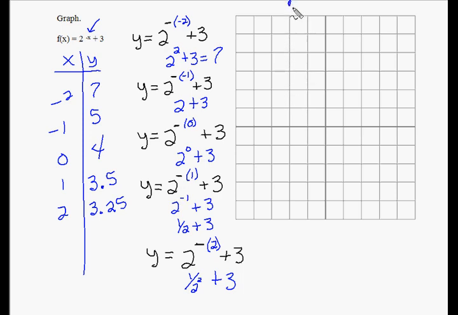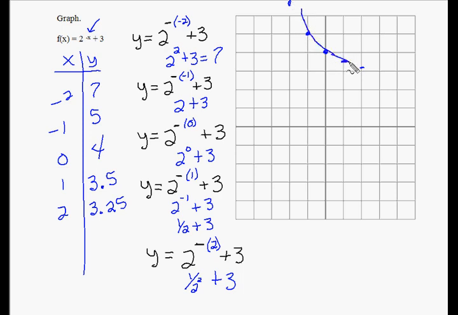So if we were to plot these points at negative 2, we're way up there at 7. Pretty much off the paper. At negative 1, we're positive 5. At 0, we're positive 4. At 1, we are 3.5. At 2, we're 3.25. So you can see that this is another decreasing function where we're coming down.